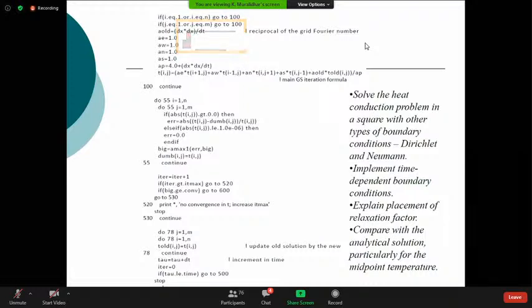Okay, so if the boundary conditions were to be strictly constant, they could be outside all these three loops. But if you are writing the general purpose program, you put them inside so that boundary conditions can be made functions of time. Try out this computer program.